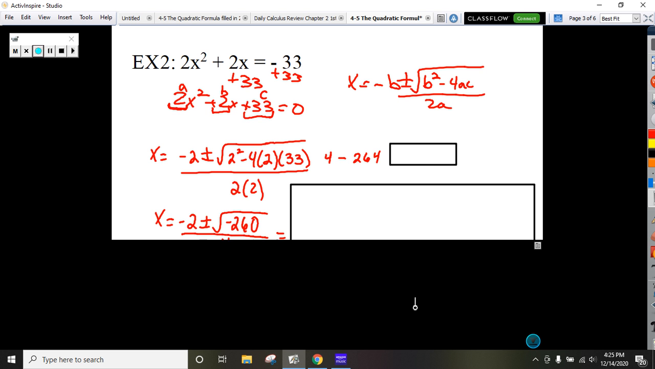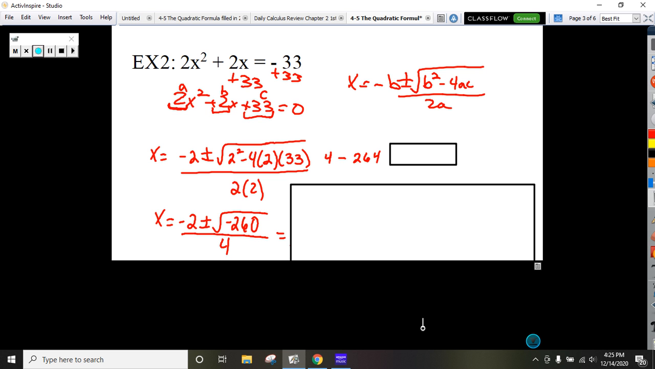So then now I'm going to rewrite a little bit. So I'll still have my -2 plus or minus, but now instead of the square root of all of this stuff, it's actually going to be the square root of -260. So again, it's still underneath that square root, and that came from these two numbers where we have the b squared minus 4ac part, and then I went ahead and multiplied my 2's together, so that's all over 4.